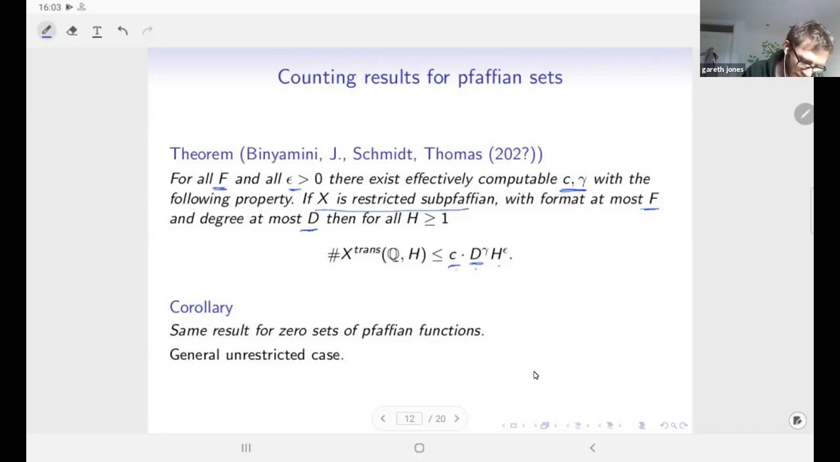So what this is saying is that the constant in the Pila-Wilkie theorem, which would be this, is effective and polynomial in the degree of the subpfaffian set. So the constant is effective and polynomial in the degree.